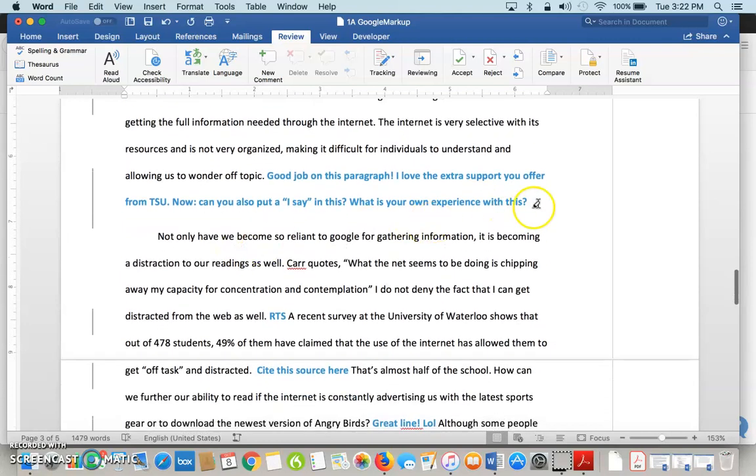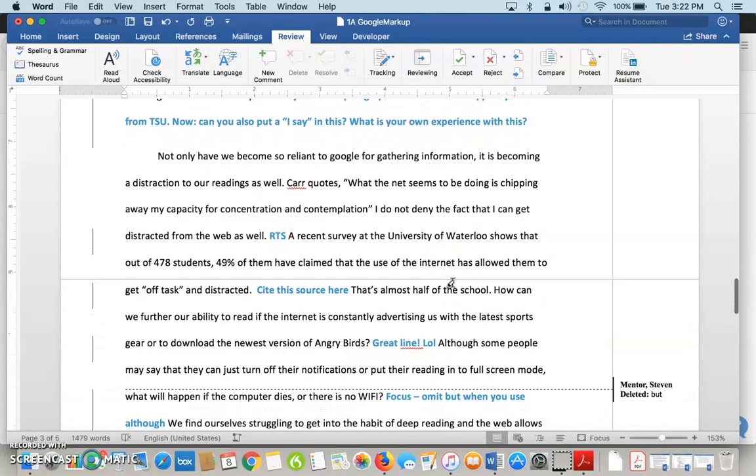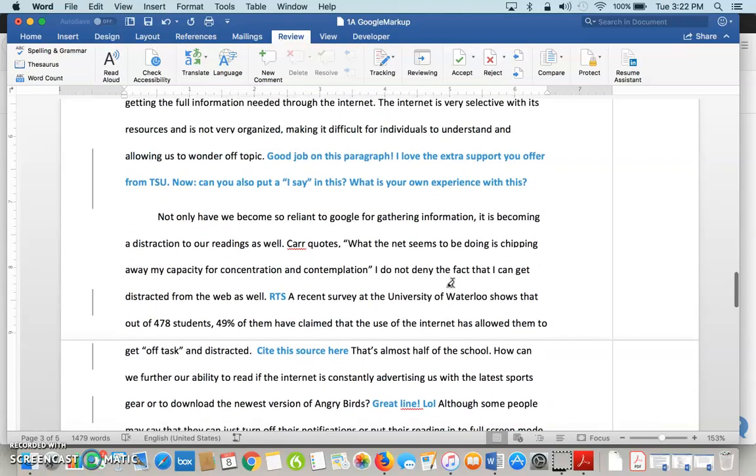So at the end I said, good job in this paragraph. I love the extra support you offer from TSU. Now, can you put an I say in this? What's your own experience? So this person uses a lot of they say to explain. Maybe we're thinking that Google is the best way to get information, but maybe libraries are better. What about your own experience?